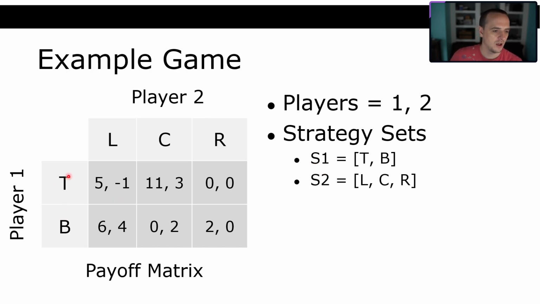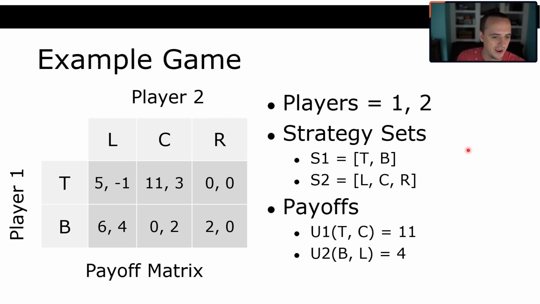The strategy set for player 1 is top or bottom, T, B. I've just chosen these arbitrarily to mean something in the real world. The strategy set for player 2 is L, C, R, which means left, center, right. So just some example payoffs.